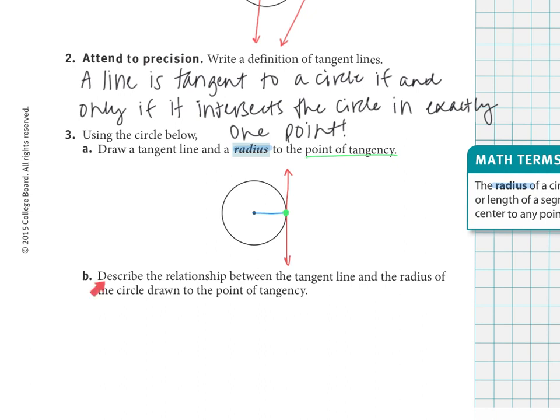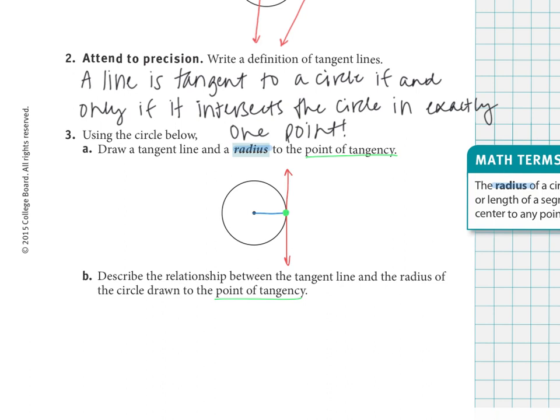Now, looking at part B, it says describe the relationship between our tangent line and the radius of the circle drawn to the point of tangency. So looking at this, I'm really asking, do you notice anything about this intersection point and maybe what type of angle it creates?